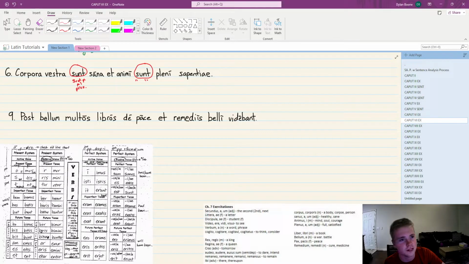The same for the other sum, right? They are. So who is our they? Well, let's underline our nouns. So corpora, animi is a noun, and sapientia is actually a noun. Okay.